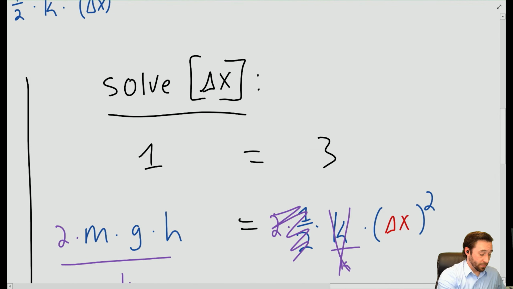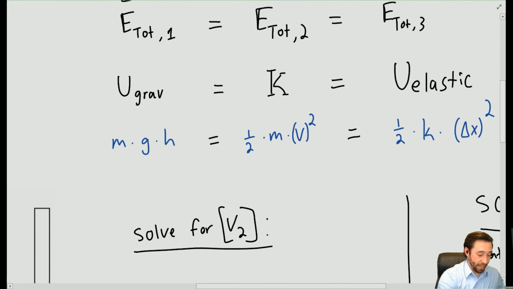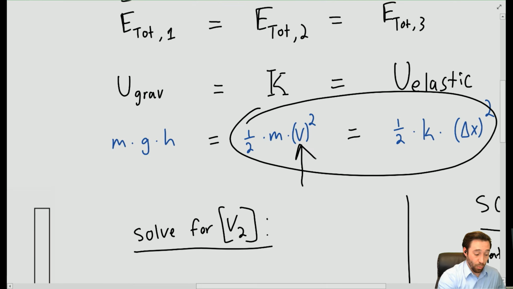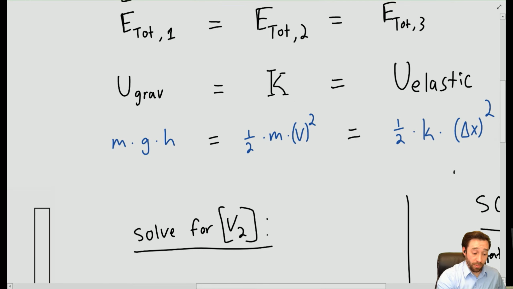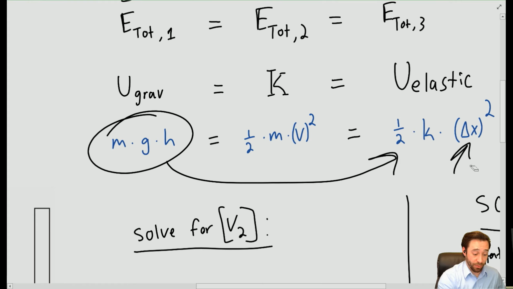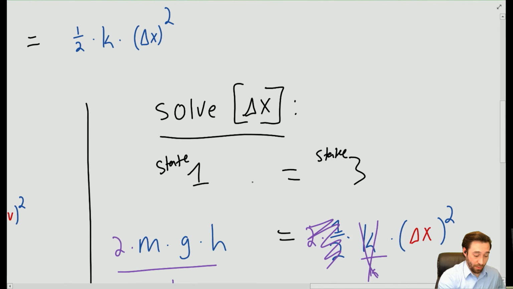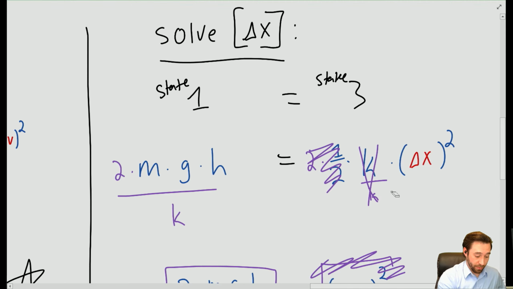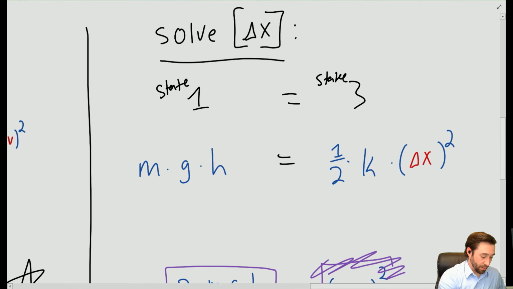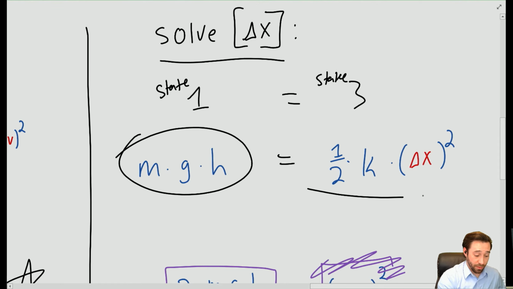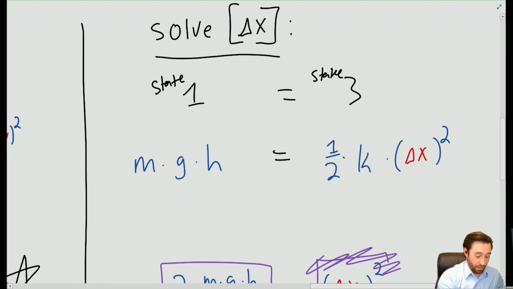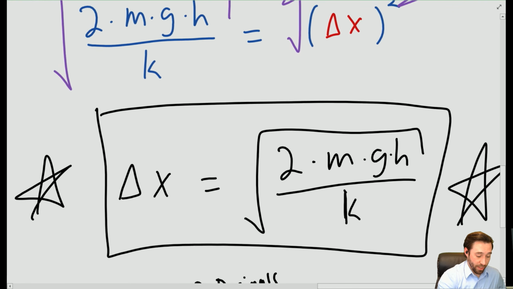And then finally, this was state 1 and state 3, because we can't do state 2 and state 3 because I was not given the velocity. I need to find delta x, and I have everything here, so I set state 1 equal to state 3. State 1 equals state 3. I did some algebra. So this is the gravitational potential. This is the elastic potential. Did some algebra. Got my final equation of this.